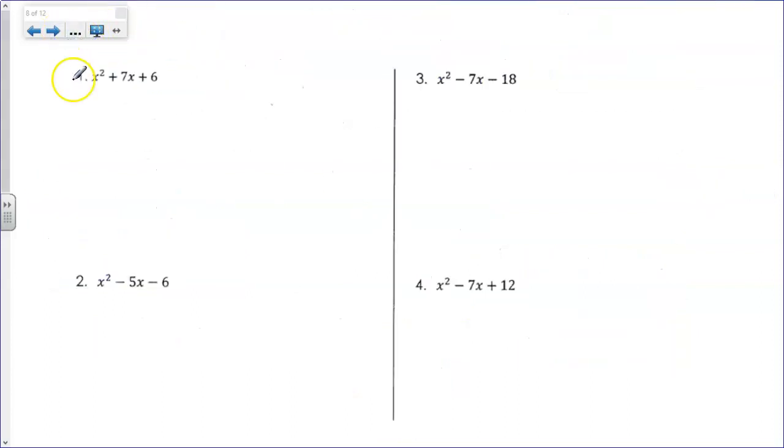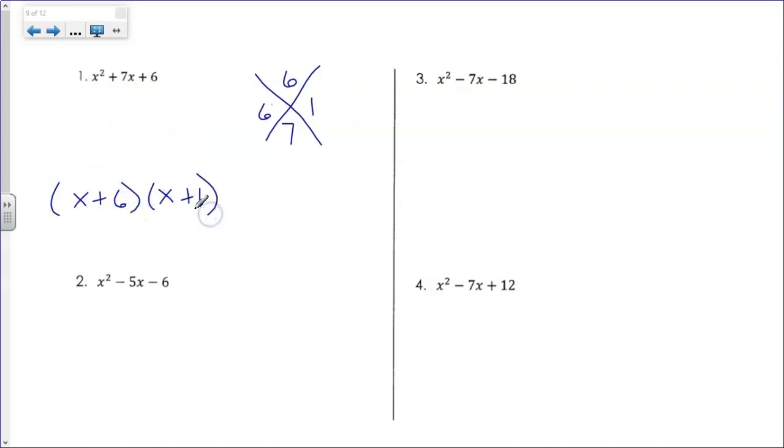Let's move on and see what we have here. So there's 4 practice problems here. I'm going to put the answers, and then if you're struggling, you can reach out. So by now, you should have 6 here and 7. The factors are 6, 6, 1, 7. So the answer, when you do the work, will be x plus 6 and x plus 1.